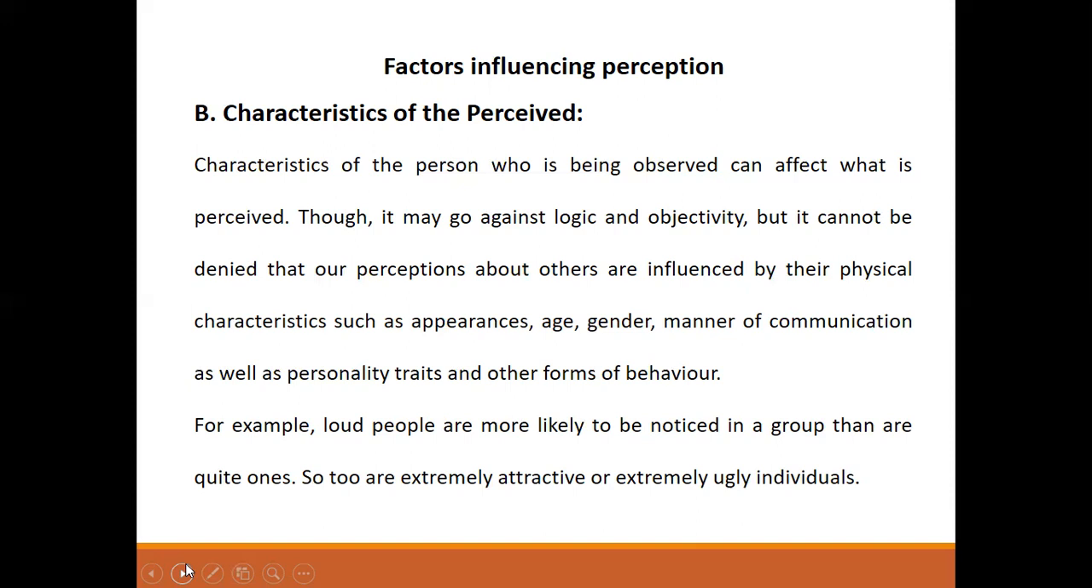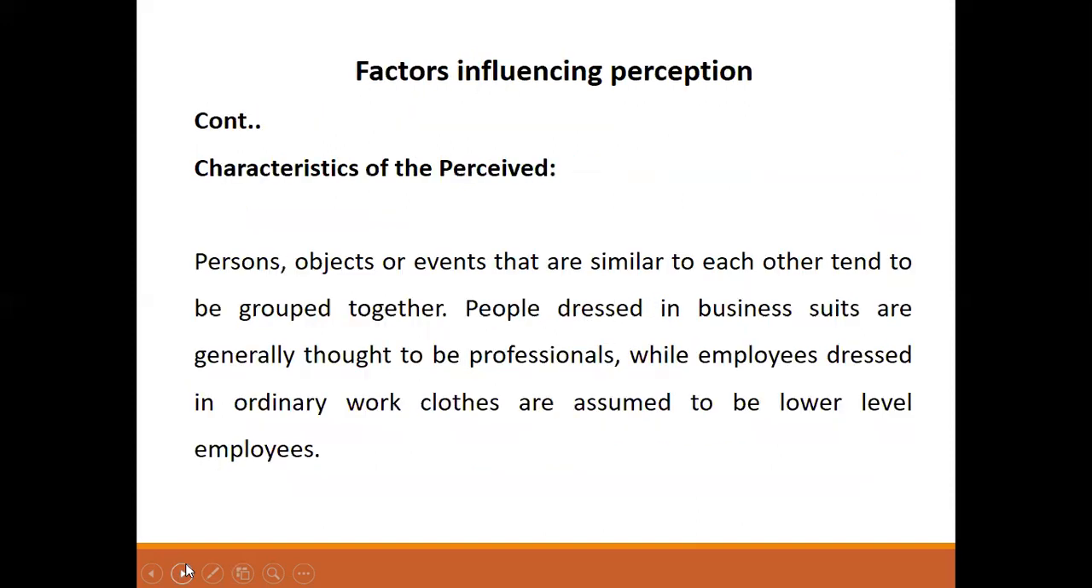So, extremely attractive or extremely ugly individuals, persons, objects, or events that are similar to each other tend to be grouped together. People dressed in business suits are generally thought to be professionals, while employees dressed in ordinary work clothes are assumed to be lower level employees. So the status or occupation of a person also influences the perception.